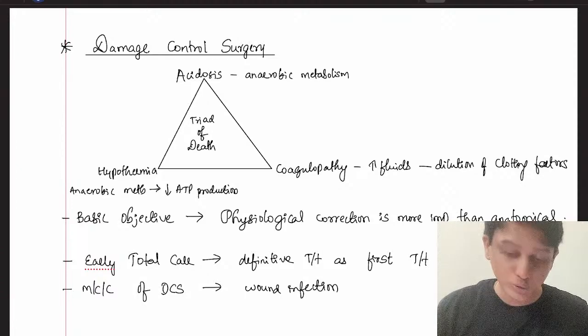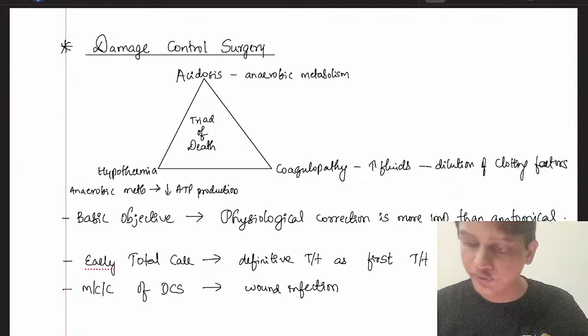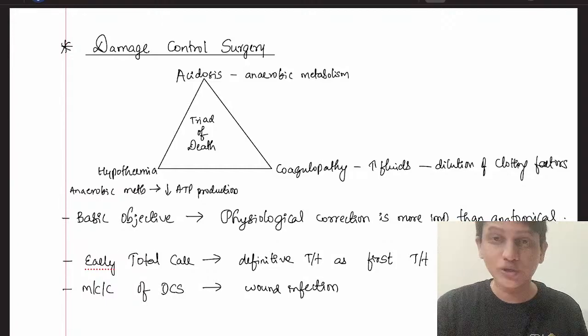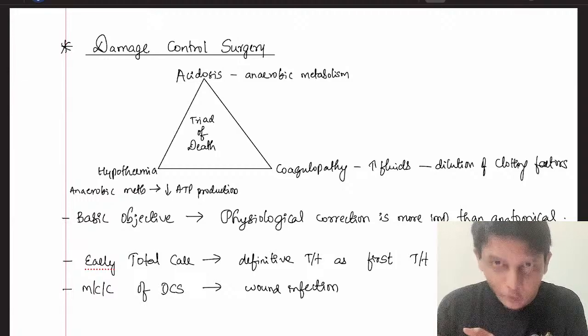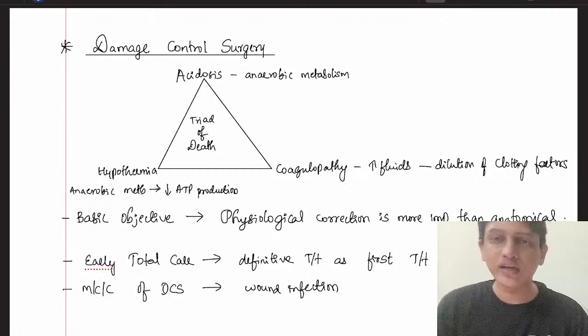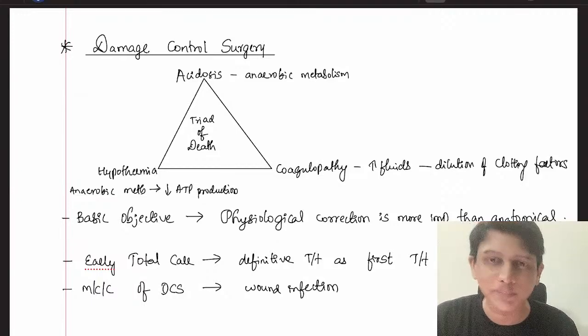What is the triad of death? You should know. As any student, medical or dental, you should know what the triad of death is. Triad of death is, first, acidosis. As I told you, once there is ischemia, aerobic metabolism turns into anaerobic metabolism. If it continues like that, it will lead to acidosis, acid accumulation in the body. You know what happens if there is excessive accumulation of acid in the body.